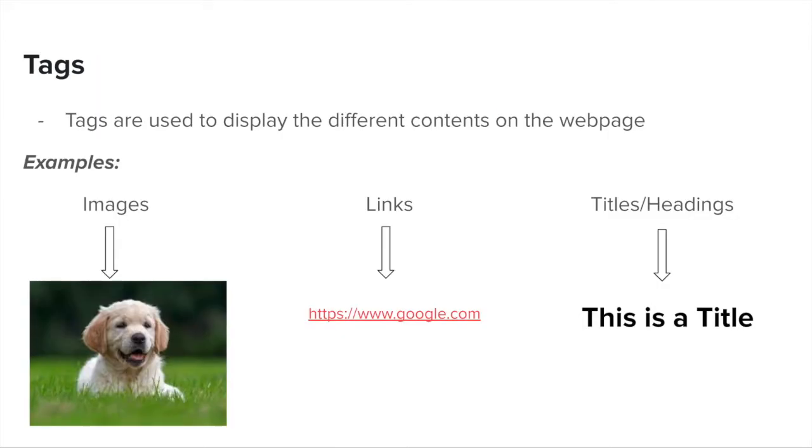One of HTML's main features is tags. Tags are used to denote and distinguish the different contents displayed on a web page. Different tags tell the browser to display different things. The organization of these tags defines how the website is structured.